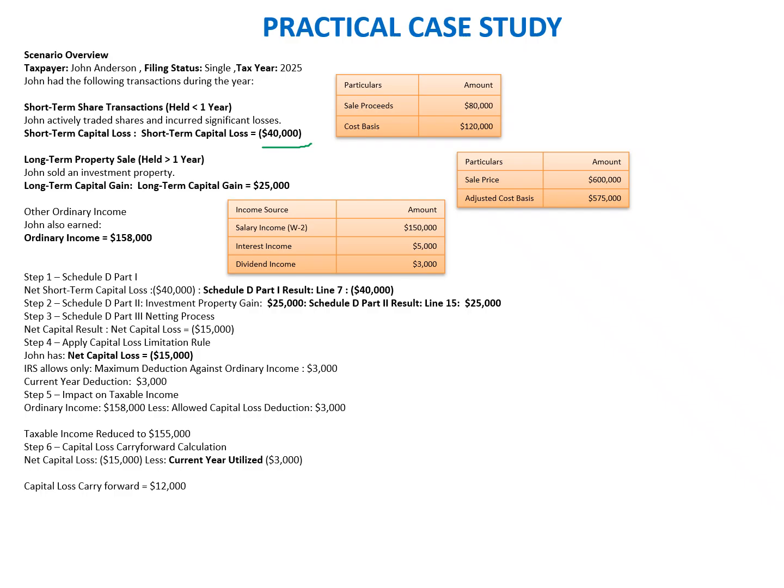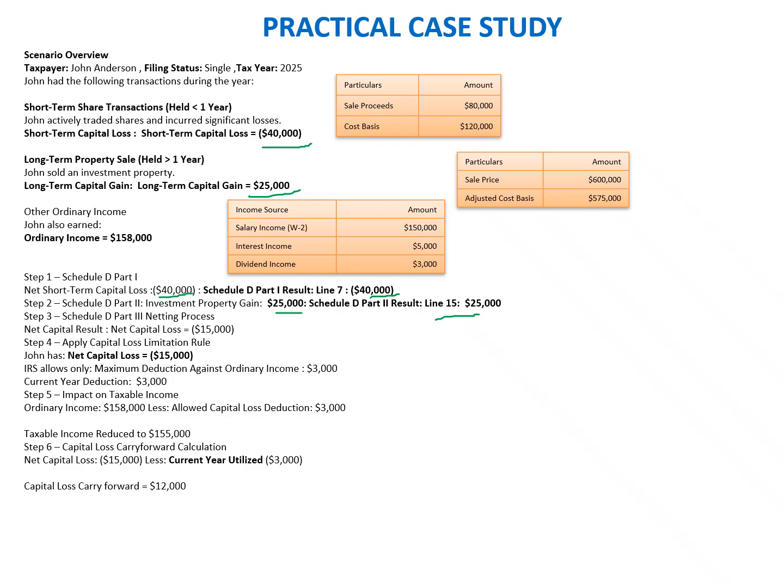But he also has some long-term property which is sold at a profit. The property was sold at $6 lakh against an adjusted cost of 575, so he has a long-term capital gain of $25,000. And then he has some ordinary income as well, wherein salary income, interest income, and dividend income are there. So what we have to do is the netting. In Schedule D Part 1, the net short-term capital loss is $40,000. This will be reported in line 7 of Schedule D Part 1. Step 2 is to calculate Part 2 of Schedule D, the investment property gain, which is $25,000. It moves into line 15, the final outcome of long-term capital gain, which is $25,000.